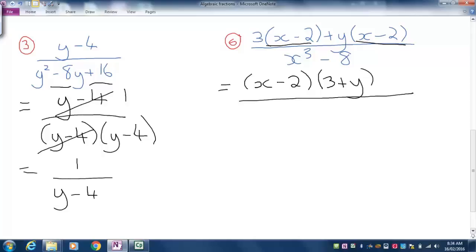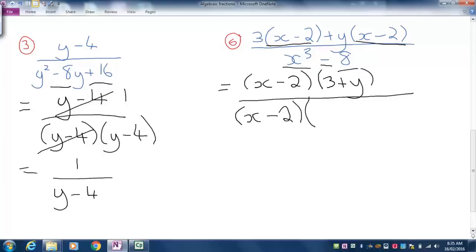On the bottom, I need to factorise x cubed minus 8. So remembering this rule, we take the cube root of the first term, we get x. Because it's a negative in the middle here, it's going to be a negative in the middle of this first set of brackets. We take the cube root of 8, which gives us 2. So we get x minus 2 in the first set of brackets.